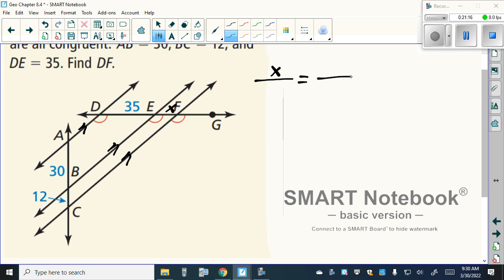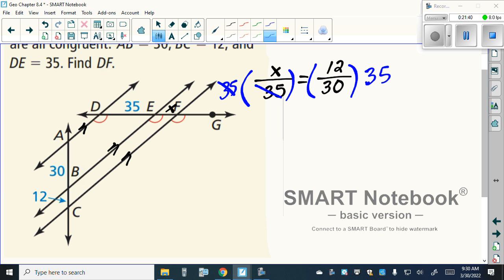So X is going to be over what? X over 35 is going to equal? Now again, we're going to multiply both sides by 35. And we do this because the 35 and 35 will simplify to 1. And on the other side, we have to multiply 12 over 30 by 35.